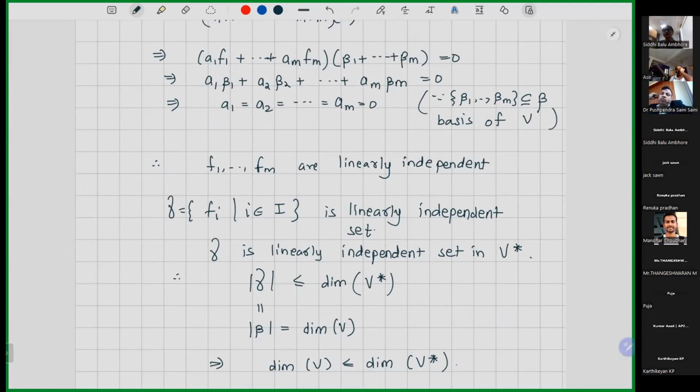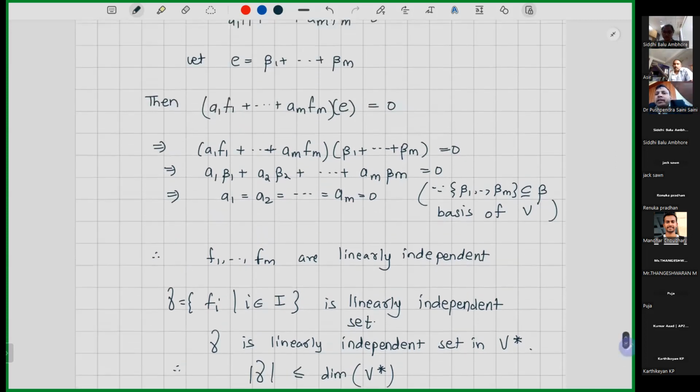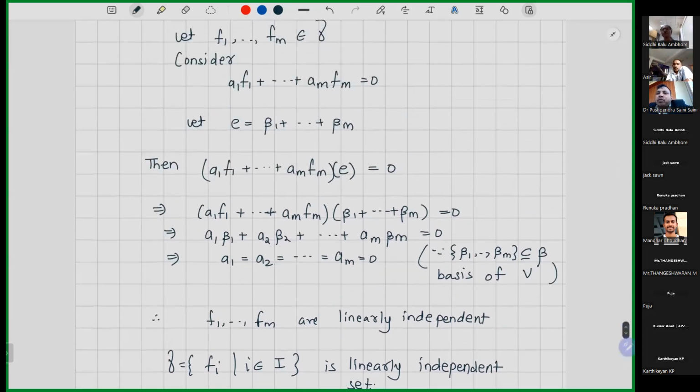Yes, sir. I can't understand that whenever you write down A1 F1 plus up to AM FM and beta 1 plus beta 2 up to beta n equals 0, then you have to write here A1 beta 1 plus A2 beta 2 plus AM beta n. Can you?